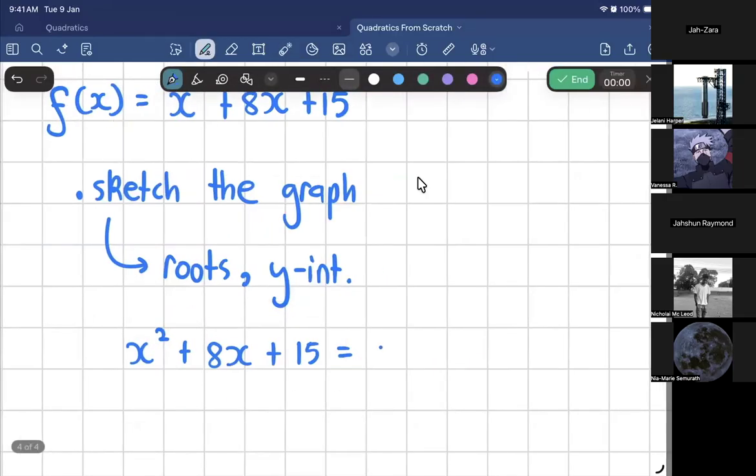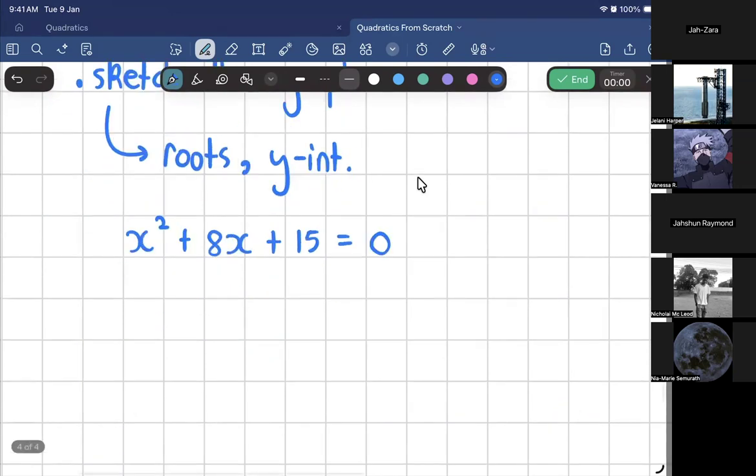Equal to 0, sir. Right, because I'm trying to figure out where the value for x is giving you a y value of 0. We are trying to figure out where the x is giving us 0. That's what we're trying to figure out. What's the next step? Yes, sir. Then you break down the 15.